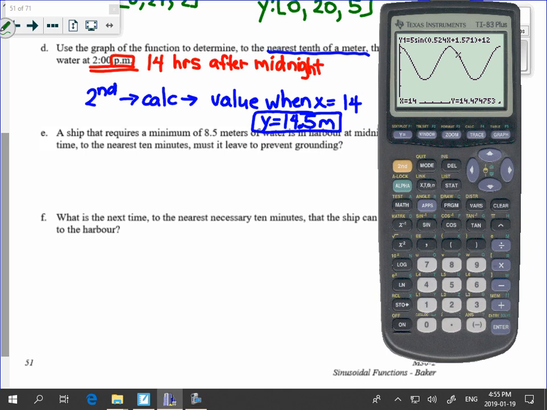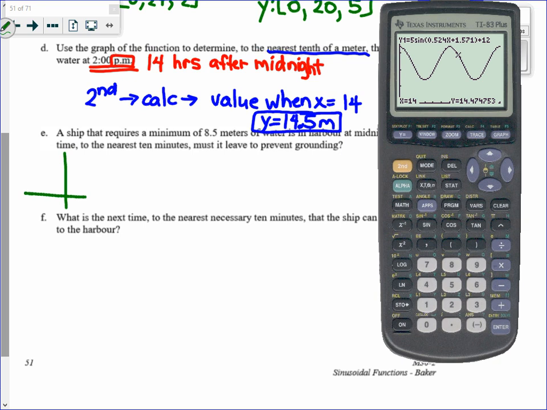Okay, what I would like you to do is sketch a quick sketch over here of what we have going on in this situation, okay? So we have a ship that is in the harbor. And mark on here, you have 7 as your minimum, and it goes up to 17 as its maximum, okay? The tide is going down to a minimum of 7 and up to a maximum of 17, okay? But it tells us that this ship requires a minimum of 8.5 meters of water in the harbor.